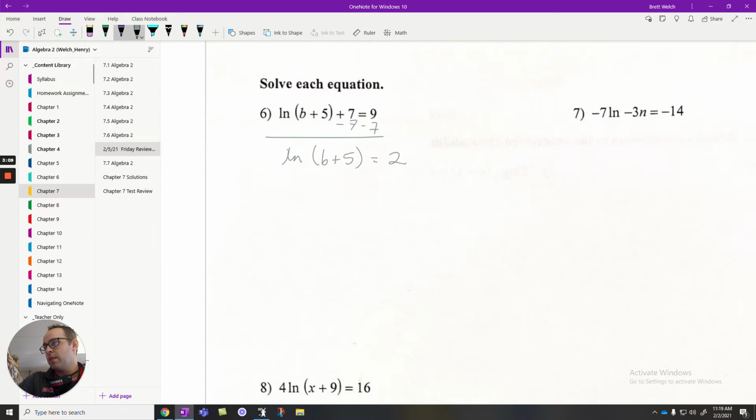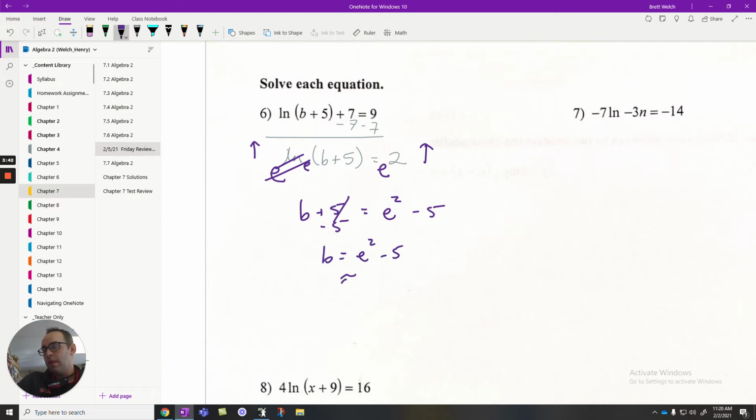I'm going to change my color here. All right, now remember that the ln is base e. So when I lift this up to get rid of the logarithm, put it up in the exponent, the base I need to use is e. Now over here, the e and the ln of e will cancel, leaving me with b plus 5 equals e to the second. Now the answer key oftentimes is just minusing 5, and we would say that b would equal e to the second minus 5.